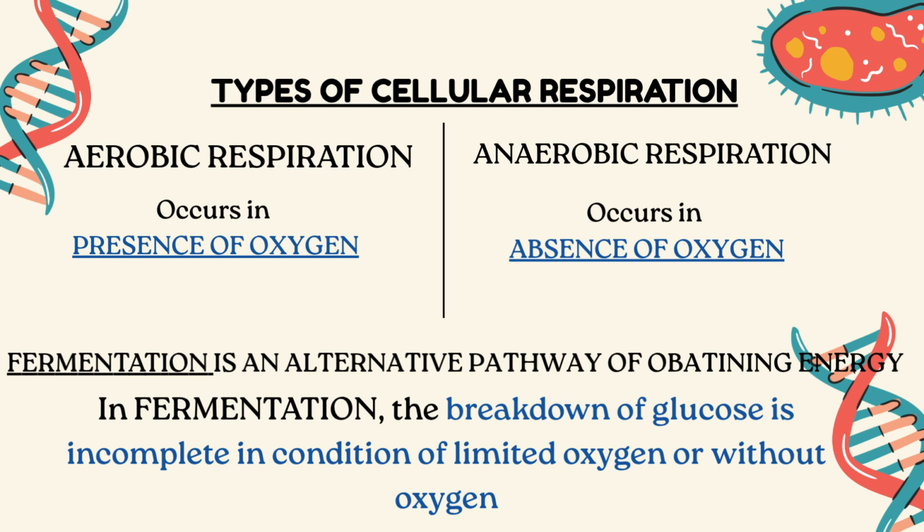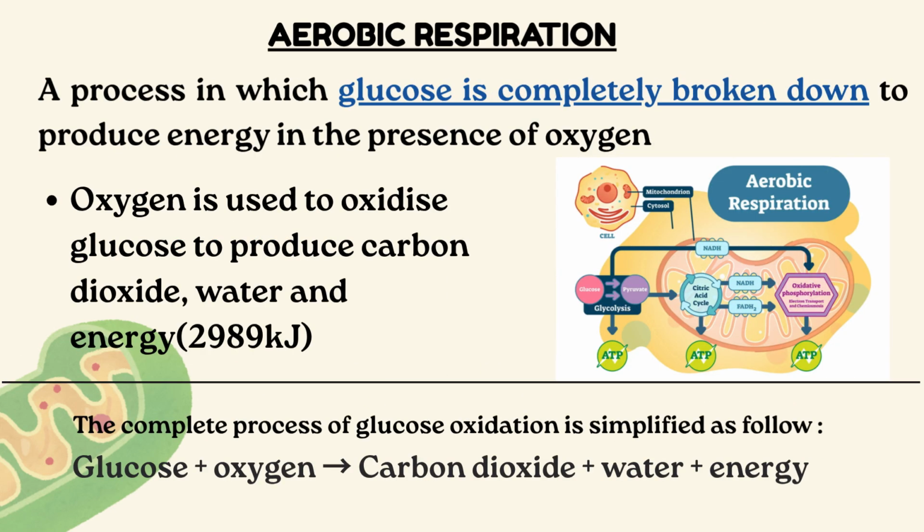Fermentation is an alternative pathway of obtaining energy. In fermentation, the breakdown of glucose is incomplete in conditions of limited oxygen or without oxygen. Aerobic respiration is a process in which glucose is completely broken down to produce energy in the presence of oxygen. Oxygen is used to oxidize glucose to produce carbon dioxide, water, and energy.